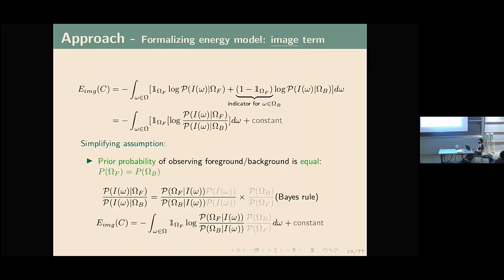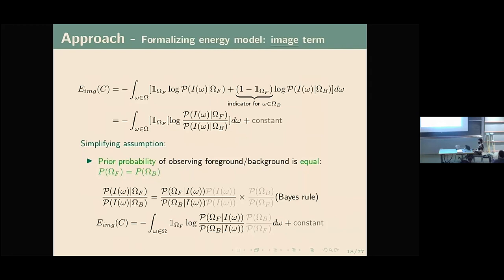We can further simplify this expression by discarding the constant terms. I feel like I'm going into arithmetic, so if you want to speed along to other things, I can, or I can keep going. So we can further simplify this expression by discarding the constant term related to multiplying out the 1 from the parentheses, because it doesn't depend on the contour and can therefore just be ignored in the optimization. And we assume that observing foreground versus background is equally probable. In other words, we assume a flat prior on the region membership.